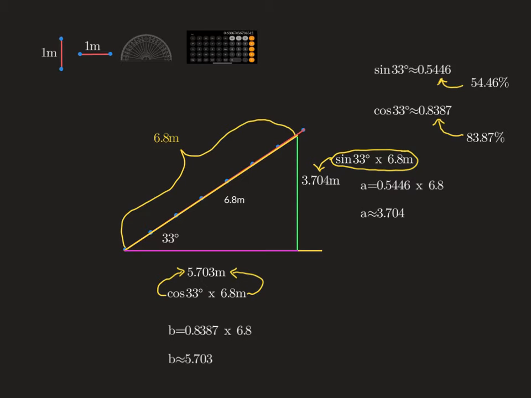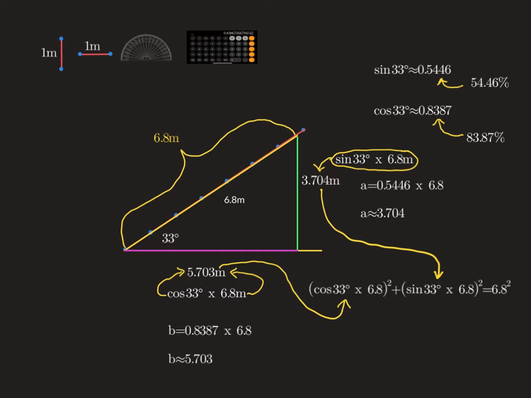Well, the Pythagorean theorem says that this side squared plus this side squared is equal to the longest side squared. Well, this side down here is cos of 33 degrees times 6.8. This side over here is sine of 33 degrees times 6.8, about 3.704. The other one's about 5.703. If we don't round either of these, we square them both and add them together, you'll see that we will get exactly 6.8 squared. Take the square root of that, and you get 6.8.